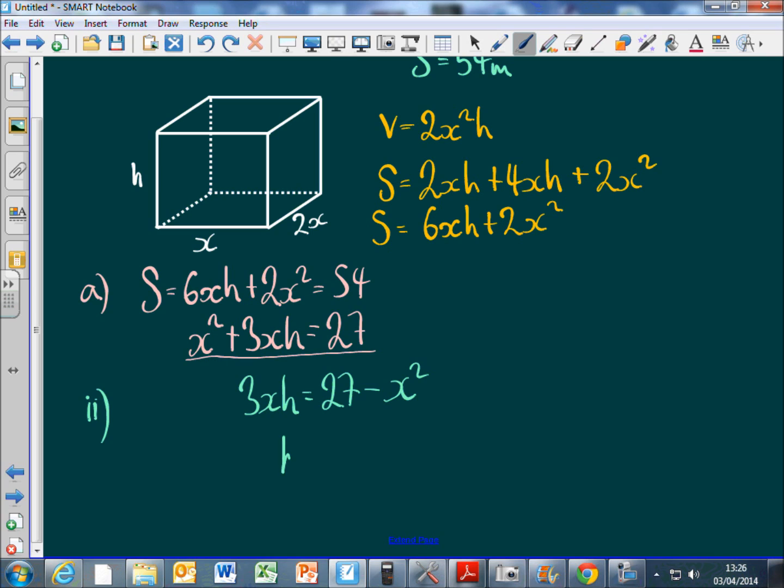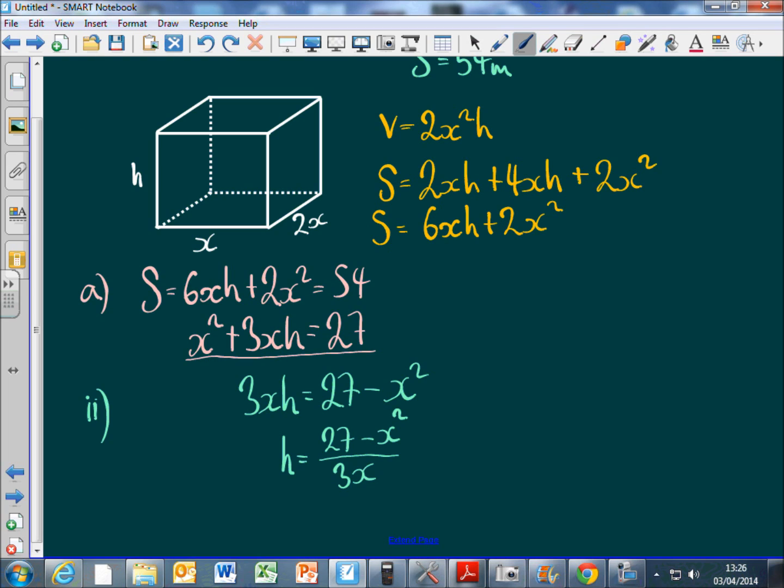So h must then equal 27 minus x squared over 3x. Is that right? Is that h in terms of x? Yeah, it is. It's just got x's in. So that's A(ii), and that's just one mark.